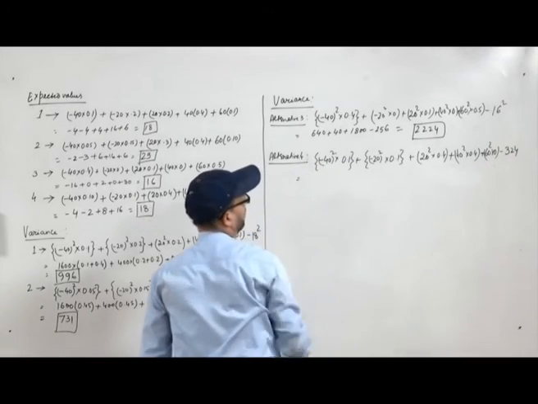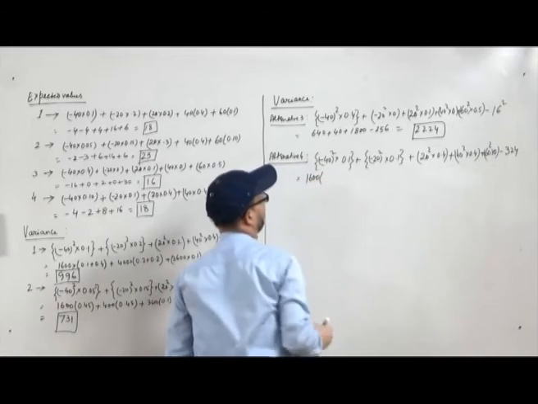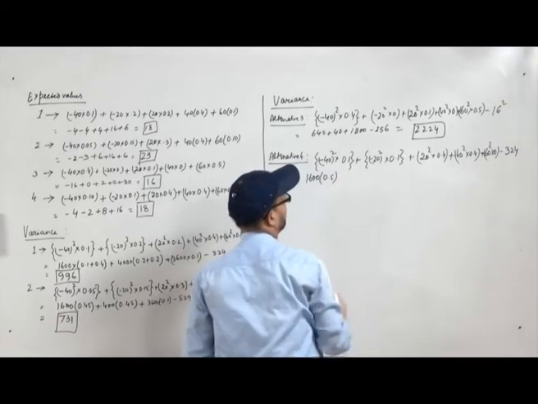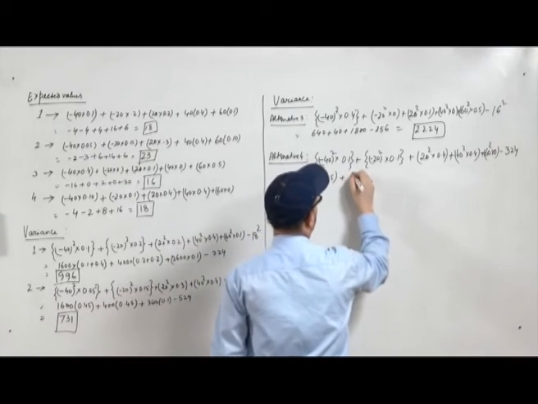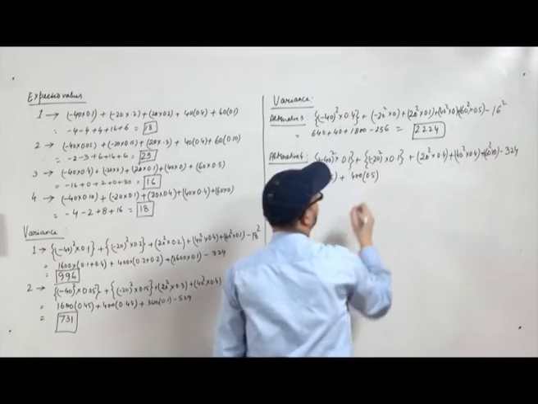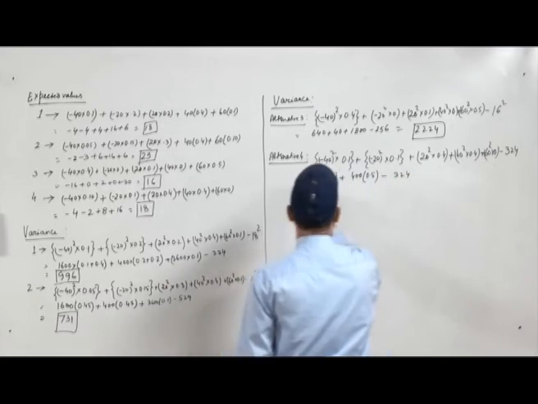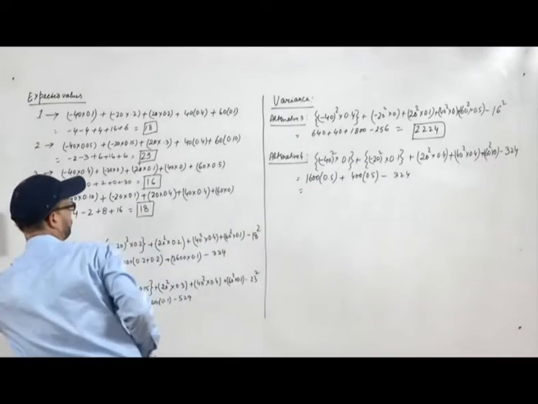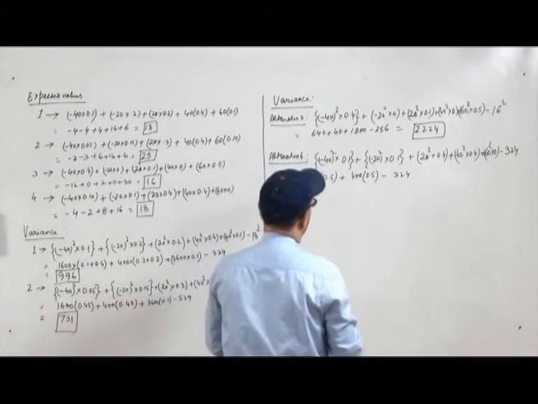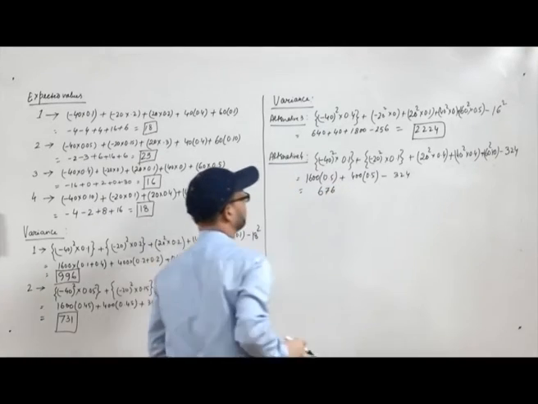So, it will be 1600 multiplied by 0.5 plus 400 multiplied by 0.5, minus 324, and this will be equal to 676.